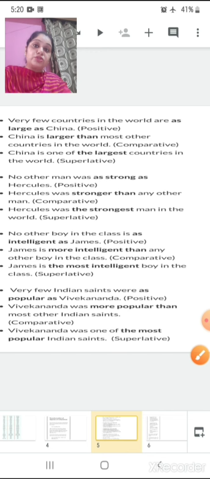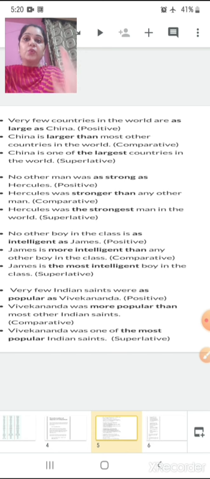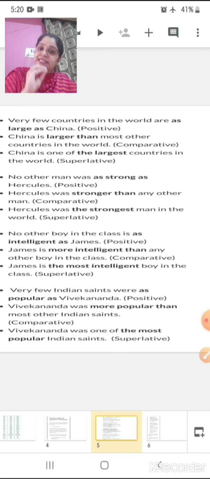Next, when we are talking about the superlative degree, that is the highest degree of comparison, where China will be kept as the superlative thing, that is, it will be at the top. So it will be: China is one of the largest countries in the world. You can see, children, a single statement can be molded into three different ways. One single sentence can be stated in three different manners: first positive, second comparative, and then superlative.